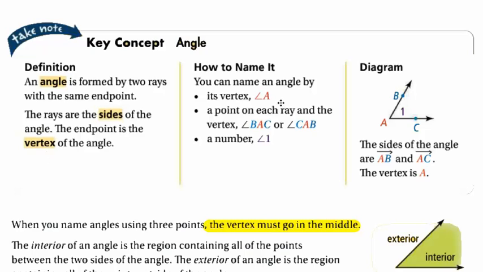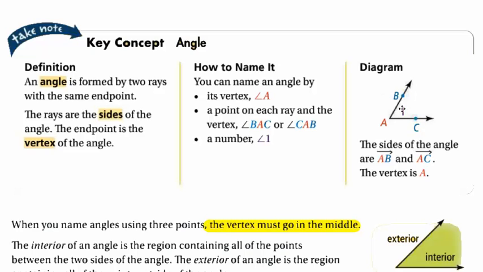The way that we name an angle is using this little angle symbol and then a capital letter, and that capital letter is always the vertex of the angle. So if we're labeling it with just the vertex, that's one letter. We can also label angles using all three letters, but the vertex is always in the middle. So we could label this as angle BAC or angle CAB. It means the same thing.